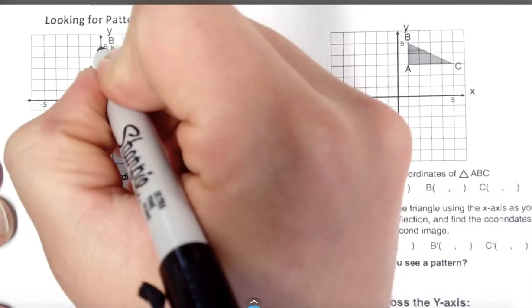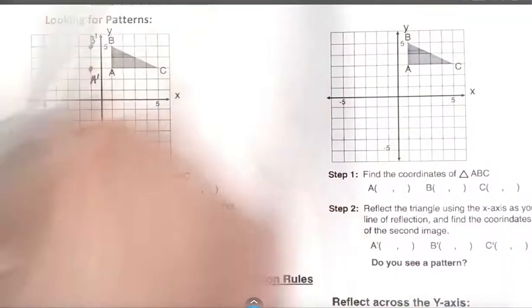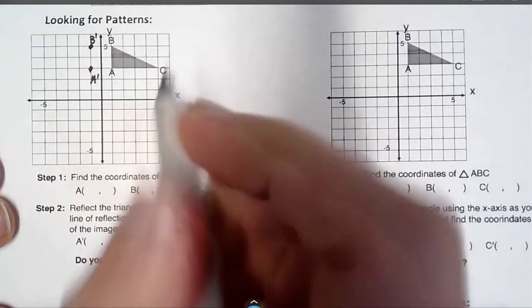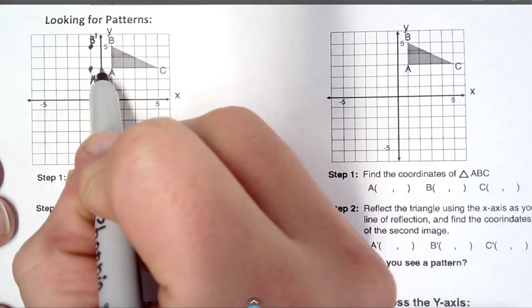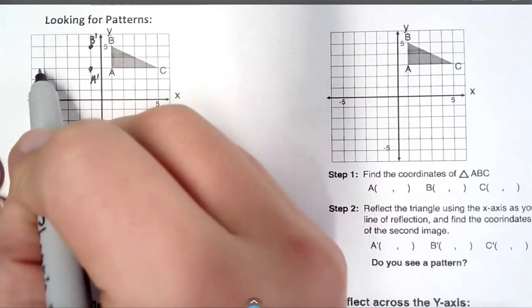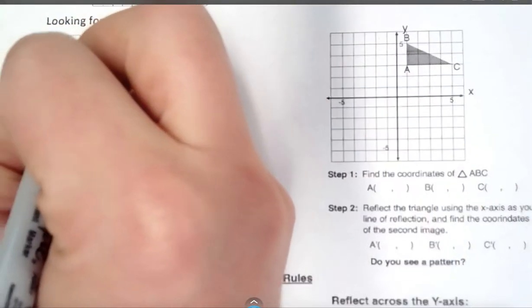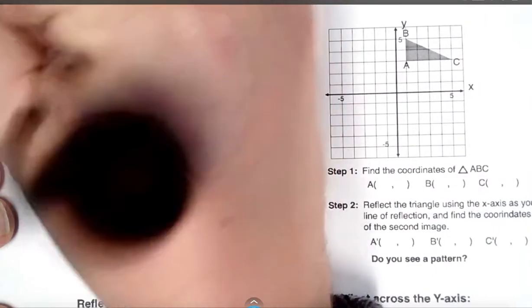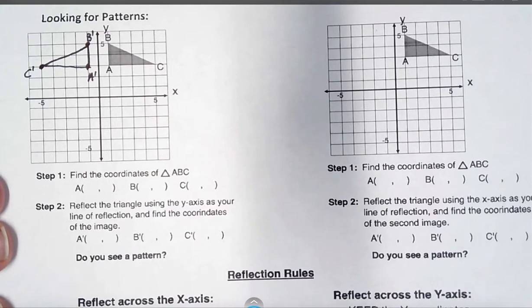B, 1 away, so you move 1 on the other side, and that's B prime. C, 1, 2, 3, 4, 5 away, so we move 5 this side, 1, 2, 3, 4, 5 here, and that's C prime, and then I can make my triangle. When we're doing reflections, it should always be flipped.